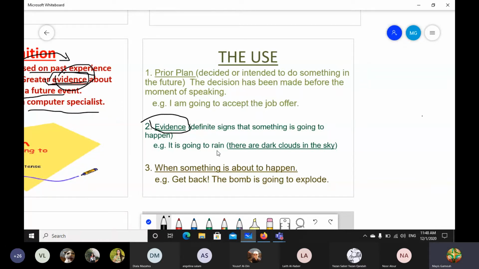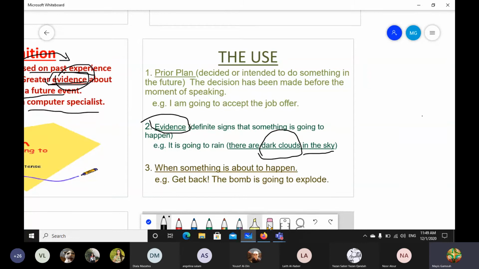So here, our example was, it is going to rain. How did I know that it is going to rain? How am I certain that it is going to rain? Because I looked at the sky and I saw dark clouds. And from my past experience, if I see dark clouds in the sky, I know that it is going to rain. This was evidence for me. This was a clue for me that it is going to rain. Is it clear? Yes. All right, thank you, dear, for answering.